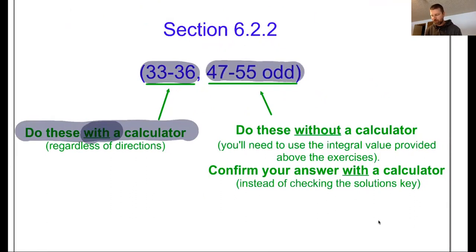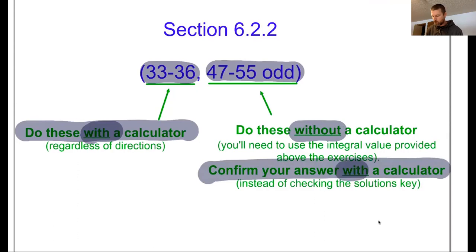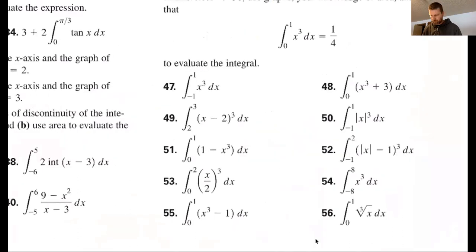For 47 through 55 odd, I want you to try those ones without a calculator. To do this, you're going to have to use the integral provided above the exercises. I'm going to show you that in a minute because a lot of times students miss that and say, I don't know how to find this. But try them without a calculator and then confirm your answers with a calculator. Again, just for that extra practice. So I'm actually going to do probably 47, just to indicate what you're supposed to do. Then this video will be done and you can watch one of the other videos to figure out how to do an integral with your calculator.